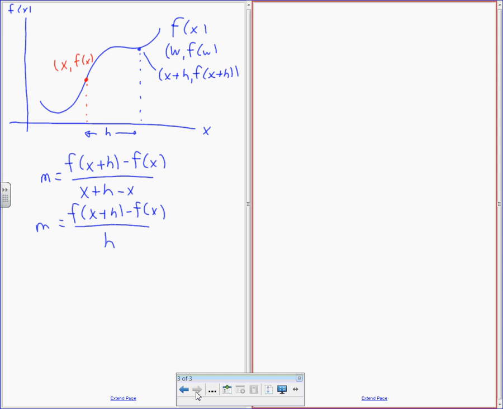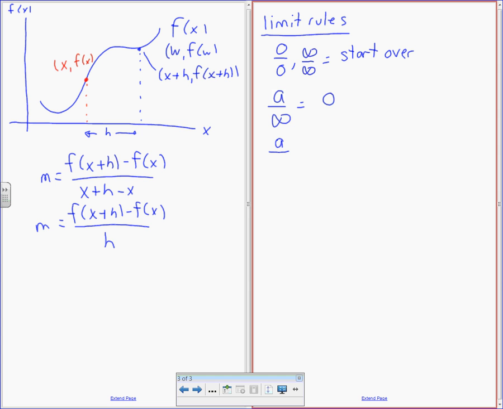Let's go through some of our limit rules just to make sure. What does 0 over 0 or infinity over infinity mean? Error, so start over. That's what it means. Let's say you have a number over infinity. What does a number over infinity equal? 0. Good. What does a number over 0 equal? Sort of. It's impossible, but something like 3 over 0 plus would equal infinity. Because positive over 0 plus means something like 0.00000000 forever 1. And the same thing, 3 over 0 minus would be negative infinity.